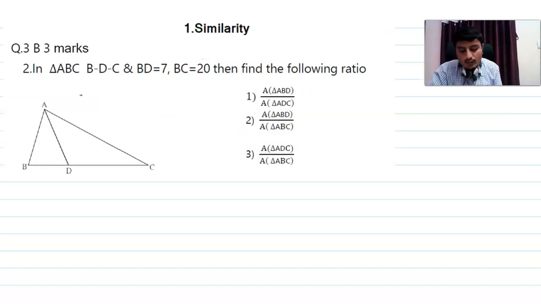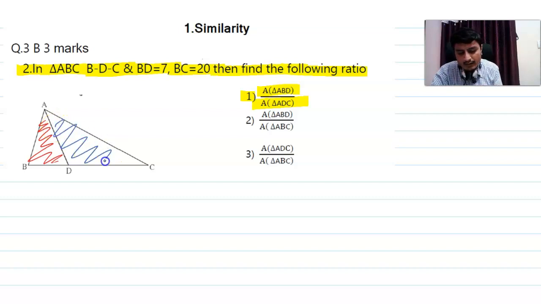Now look at the second question. In triangle ABC, B, D and C are collinear points. BD equals 7, BC equals 20. Then find the following ratios. First ratio we have is area of triangle ABD divided by area of triangle ADC. For finding the area of any triangle, we require base and height, because the basic formula is half times base into the height. So look at the first triangle ABD, this red shaded triangle, and the ADC, this blue shaded triangle.